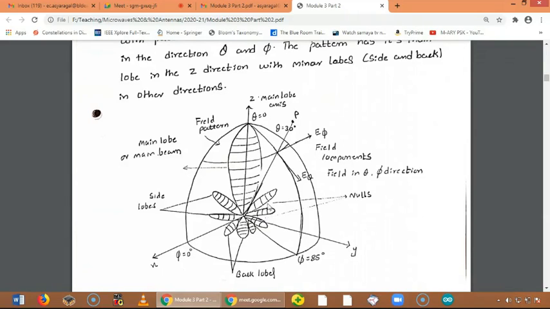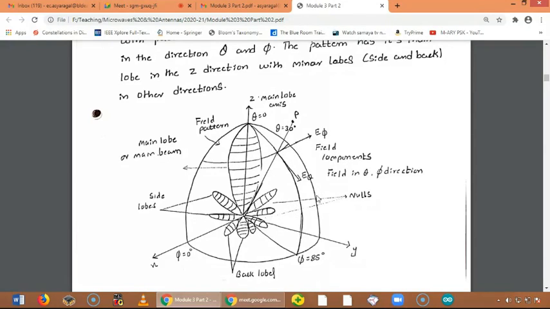Between these side lobes or back lobes there will be a certain gap. That gap is what we call a null. Okay, this is the field pattern of a particular antenna, right? This is called the main lobe or the main beam. These are all the side lobes, back lobes, and the null. Field components will be there.